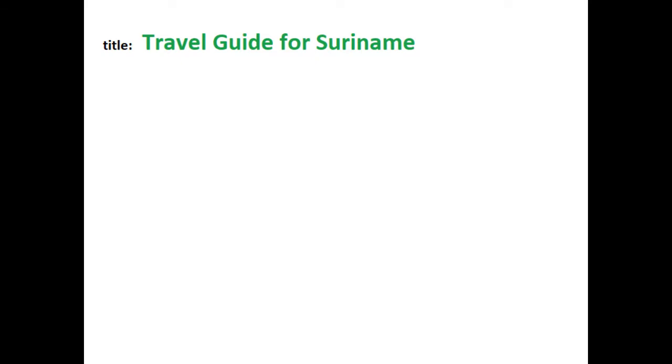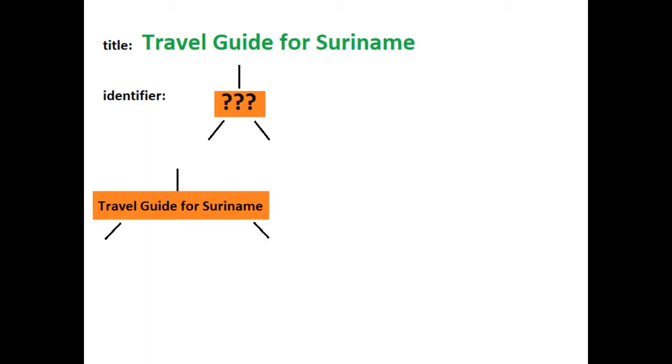Suppose I am an author of travel guides and I call my new project Travel Guide for Suriname. This is the title. But when I create a new folder and give it a name, this name becomes the identifier for my project in the file system. Usually I choose this identifier so that it is close to the title.